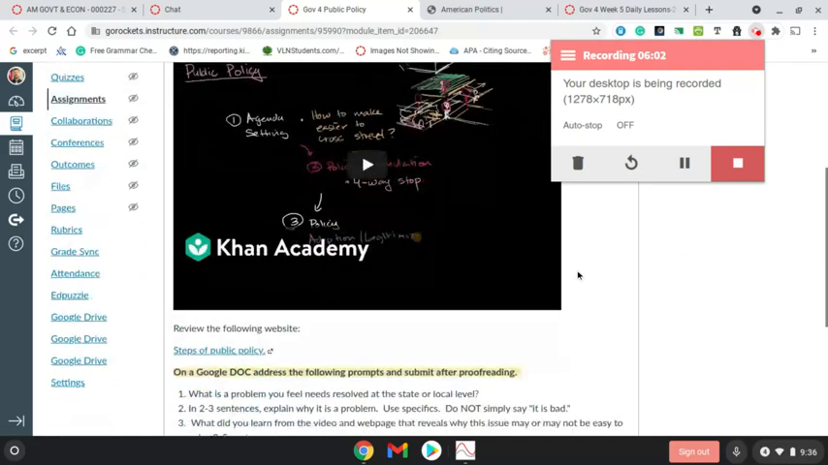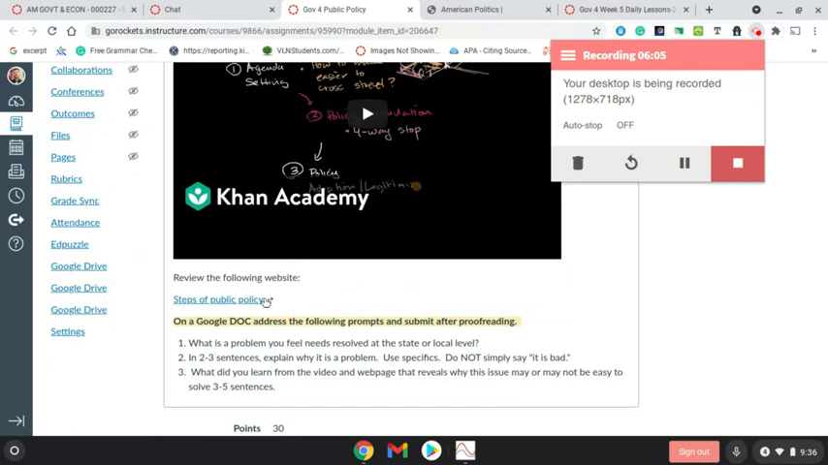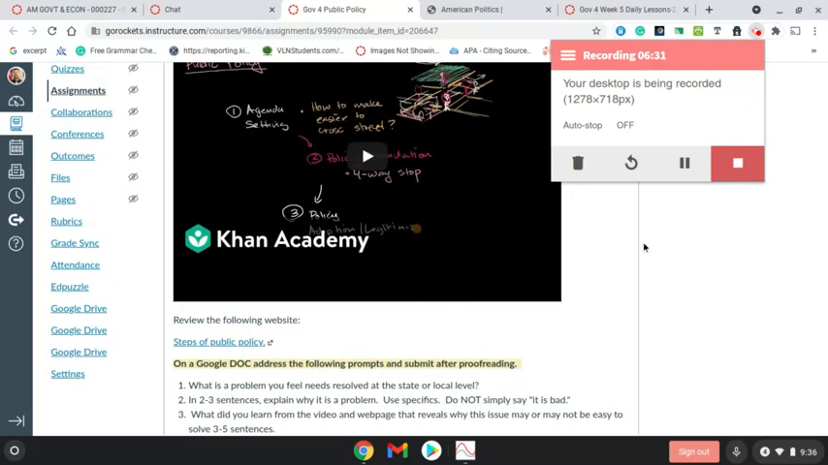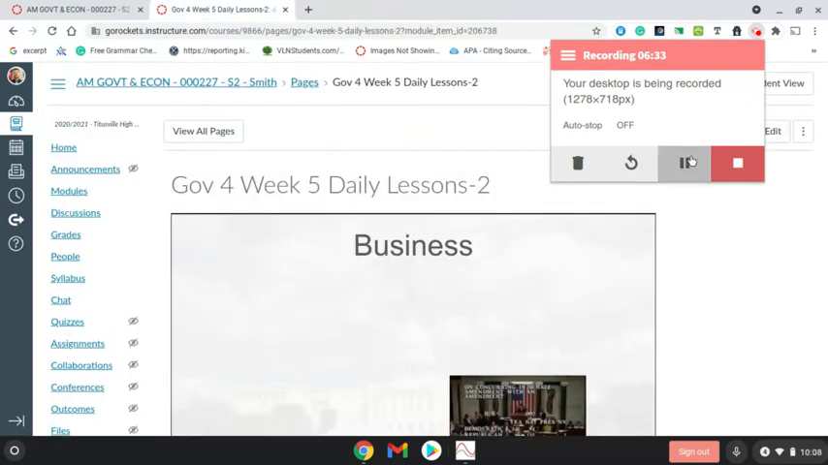So for the rest of the assignment, also look at the website that it has there. It says Steps of Public Policy. It also goes over some of those as well. So on a Google Doc, once again, come up with a problem at the state or local level in 2 to 3 sentences, explain why it's a problem, and then in 3 to 5 sentences, explain why you think it may be easy or difficult to establish based on this public policy process. And then in 25 minutes or so, we will take notes on the rest of the basics of Congress.